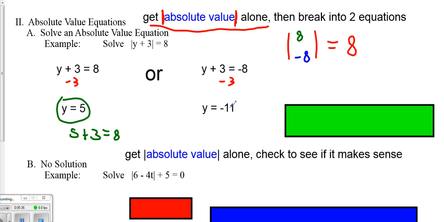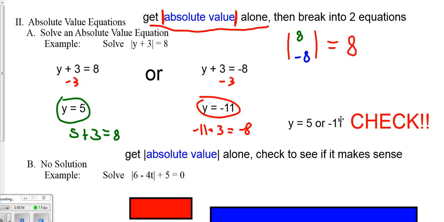Same thing, we'll check negative 11 plus 3, which is equal to negative 8. Now negative 8, if we put it in here, the absolute value of negative 8 is just positive 8. So this one works out as well. So in the end, we would write our answer as y is equal to 5 or negative 11.